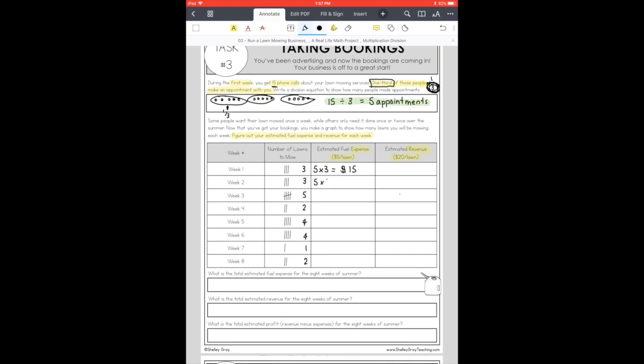The next one is the same. 5 times 3 is equal to $15. Trying to line up my 10s and 1s columns as well. 5 times 5 is equal to 25.